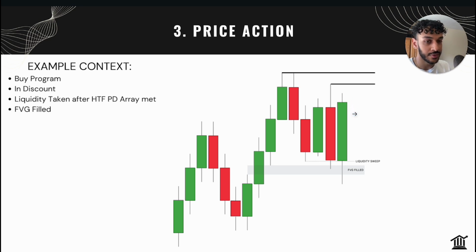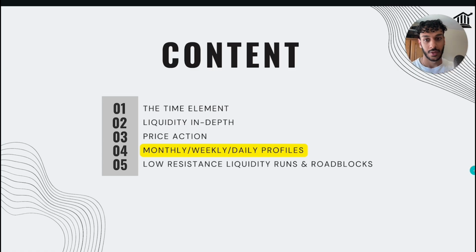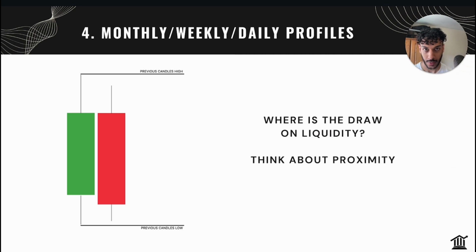Again, watch the Power of 3 video if you want to understand why that is. You're going to look for price to travel against you, the Judas swing, and then extend higher. And inside of that, I know that we're likely to get that low resistance liquidity run smoothly to go and take out these highs like that. So now let's actually move on to the monthly, weekly and daily profiles. So the first thing I like to do is actually start on the higher time frame.